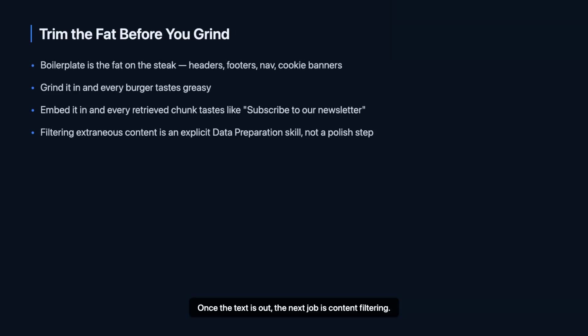Once the text is out, the next job is content filtering. Think of boilerplate as the fat on a steak, the repeated headers, footers, navigation menus, and cookie banners. If you grind the fat into the burger, every bite tastes greasy. If you embed the boilerplate into your vector store, every retrieved chunk sounds like another subscribe to our newsletter prompt. Filtering extraneous content is an explicit data preparation skill on the certification, not a polish step you can skip. The cleaner the input text, the cleaner the embedding space.